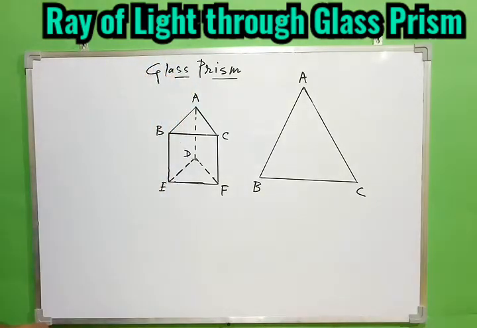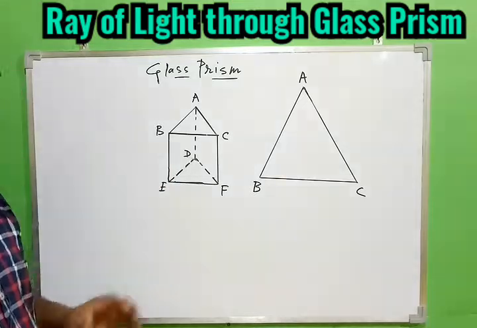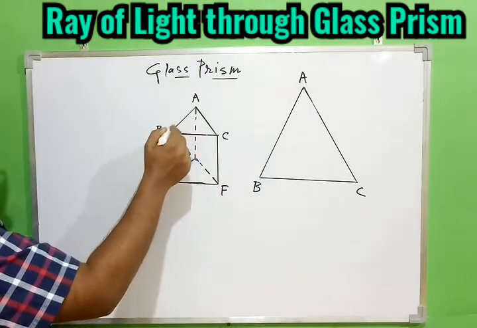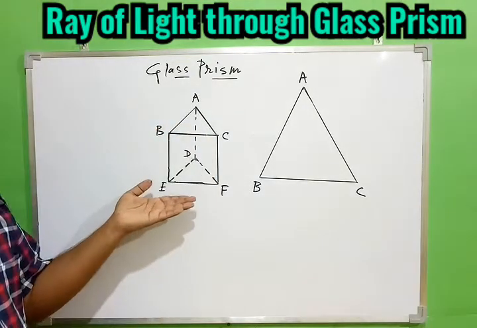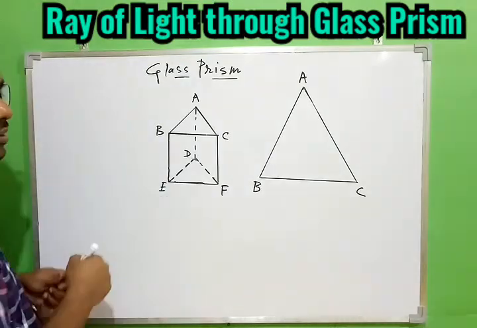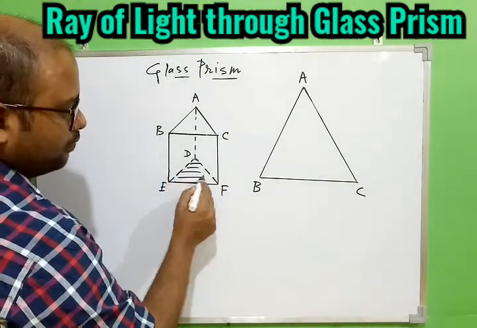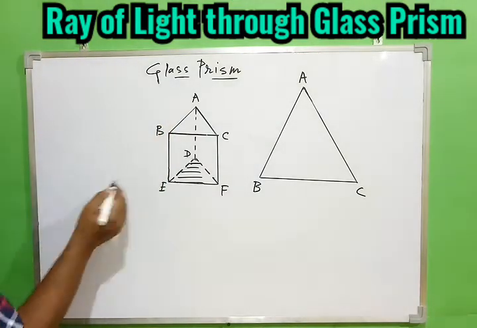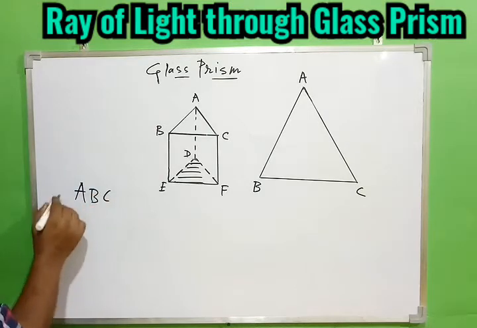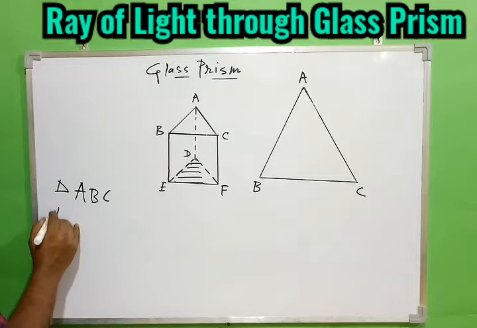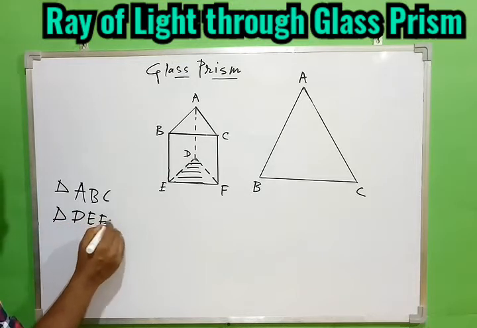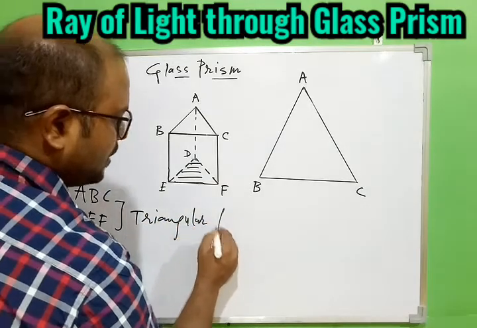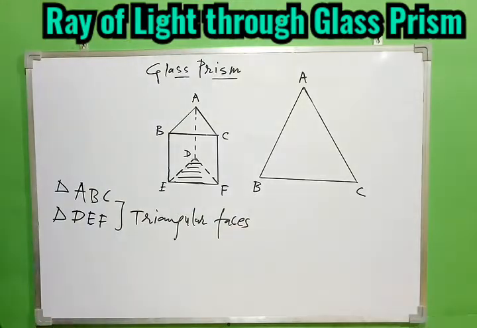First, if you see the shape of the glass prism, which is three-dimensional, it has one top surface which is ABC, in the form of a triangle. We have one surface at the bottom, which is again another triangle. So you can see one triangle at the base and one triangle at the top. ABC is in the form of a triangle, and DEF is also in the form of a triangle. So we can say these are the two triangular faces of this prism.